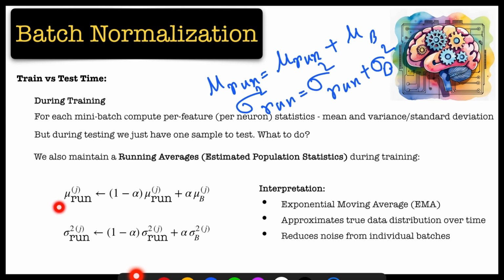So mu run is (1 minus alpha) times mu run plus alpha times mu b, and sigma square run is (1 minus alpha) times sigma square run plus alpha times sigma square b. This is actually a convex combination. It does the same thing, but it keeps the value bounded between these two values, mu run and mu b. So that's why this is preferable. It approximates the data distribution over time.